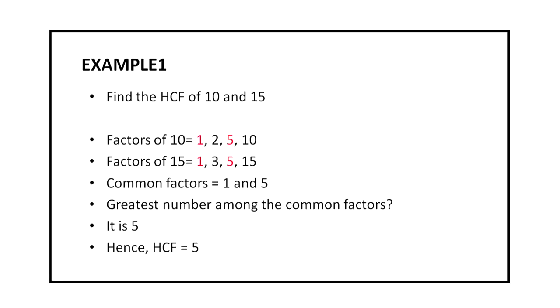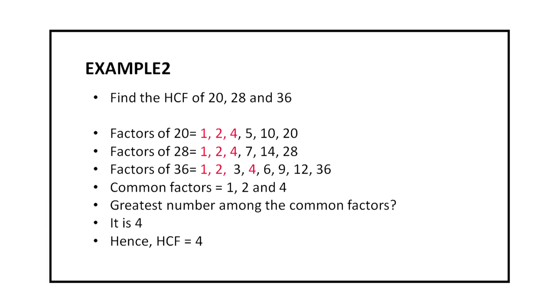Factors of 10 are 1, 2, 5 and 10. Factors of 15 are 1, 3, 5 and 15. So, which are the common factors? We can see that 1 and 5 are common to both 10 and 15. Now, the next task: which is the greatest number among the common factors? We can easily see that 5 is the greatest number among these common factors. Hence, HCF or the highest common factor equals 5.